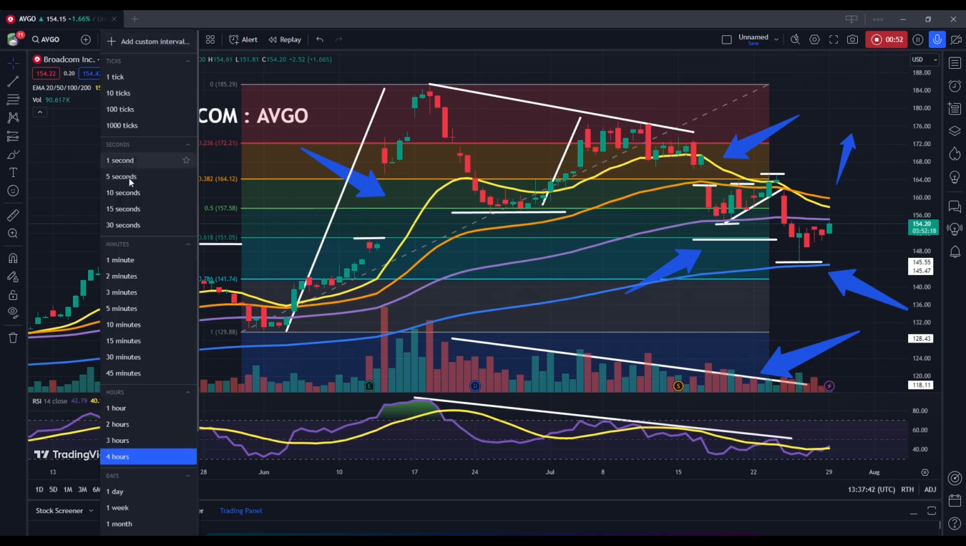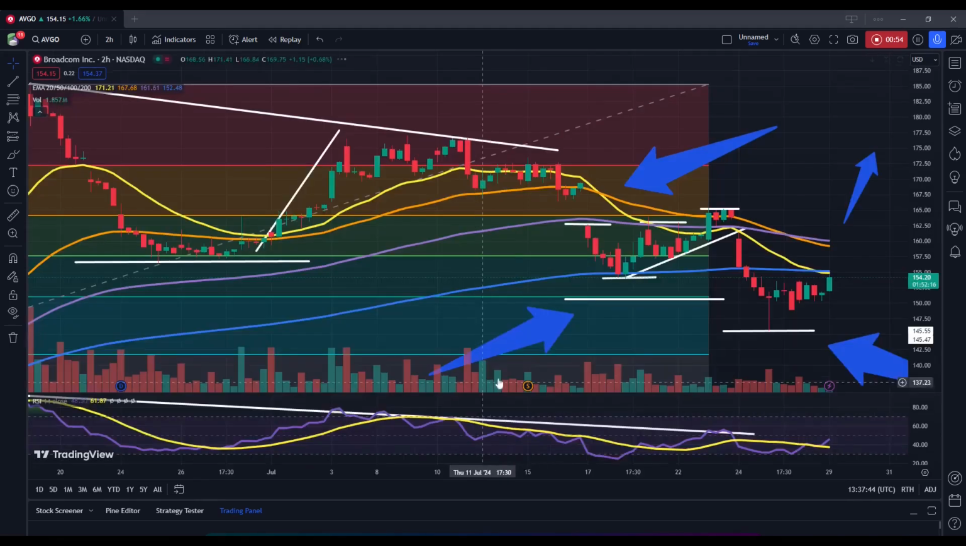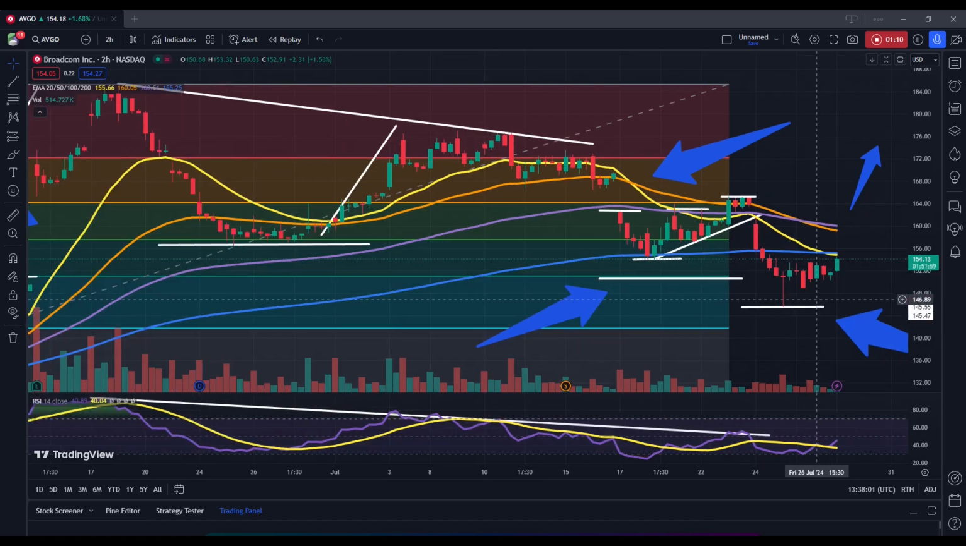If we drill in a bit, we'll look at the 2-minute chart first. Here we can see the recent lows posted at 145.53. This would be the trading low from the July 25th trading session. Currently, we are trading below the exponential moving average cluster, which would be a negative, but we are starting to pressure some of these exponential moving averages from the bottom.